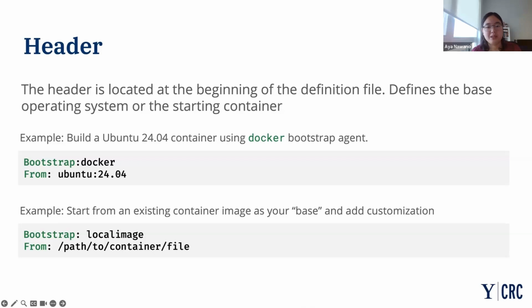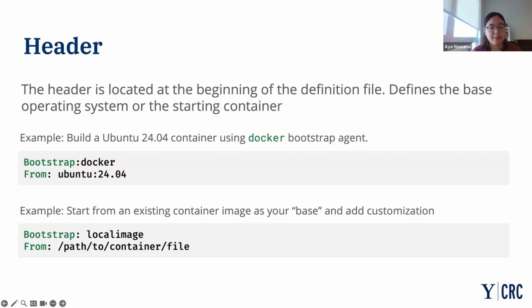The bootstrap keyword is always required and determines the bootstrap agent that will be used to create the base layer you want to use. For example, the Docker bootstrap agent will pull Docker layers from Docker Hub. Here's an example of the Apptainer that builds on an Ubuntu operating system.